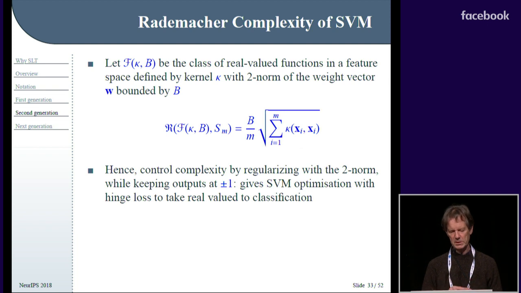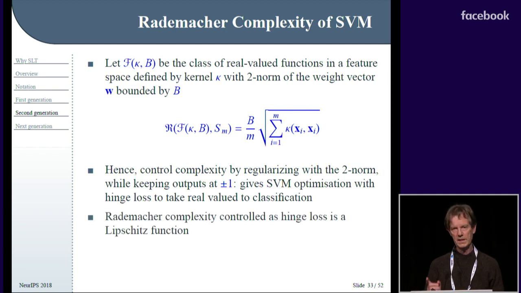So this motivates regularizing with the two norm while keeping the outputs at plus and minus one. And this gives the SVM optimization, where the hinge loss is used to take the real valued approximation that we're using to classification. And we've had to use the fact that if we apply a function like the hinge loss to the real valued functions, then the Rademacher complexity is only affected by the Lipschitz constant of the function. And in this case, the Lipschitz constant is 1. So for the Rademacher complexity, a factor 2 comes in, but it's roughly the same.